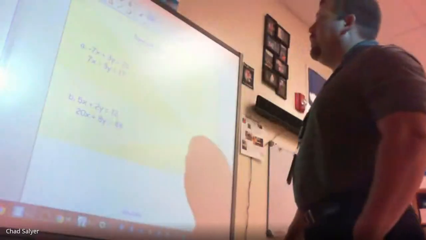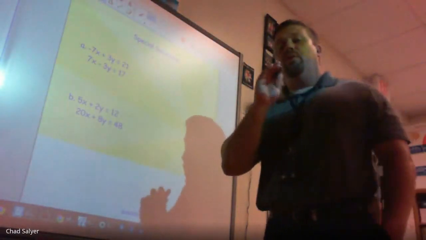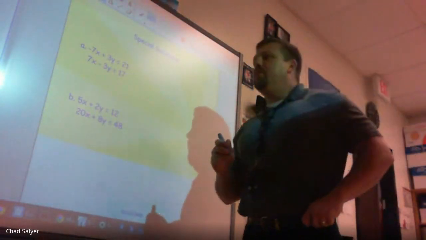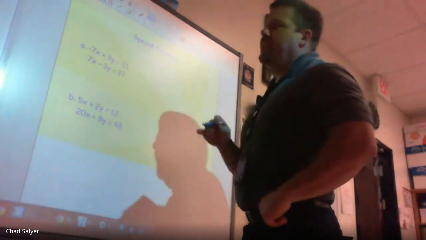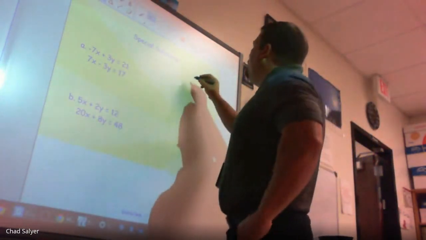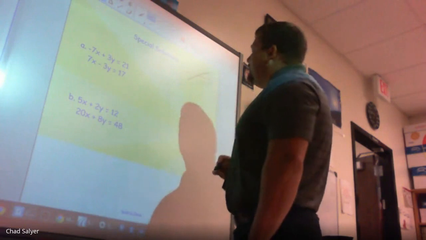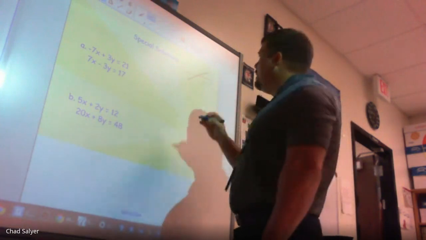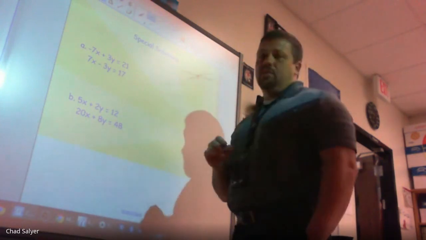Okay, so here's a couple that have what I call special solutions. So when you have two equations, so these are linear, in other words, a straight line. So if you think about how two lines can intersect, so far we've had this situation.